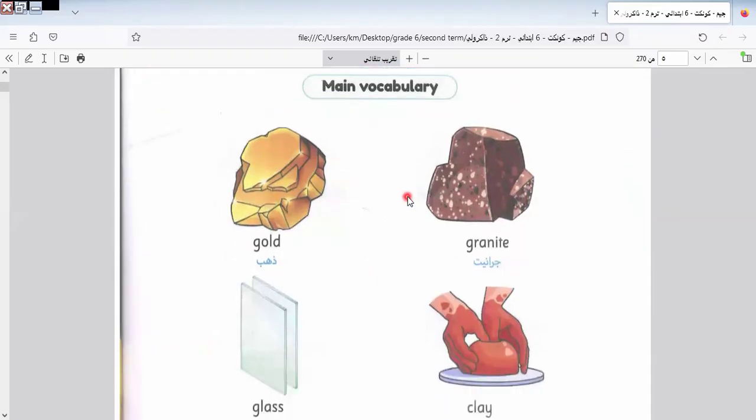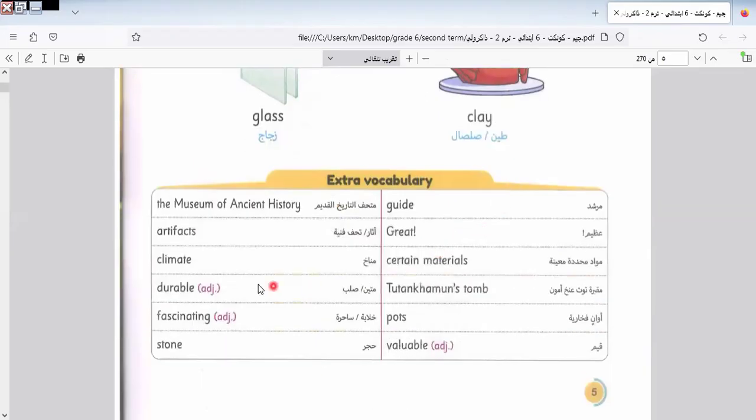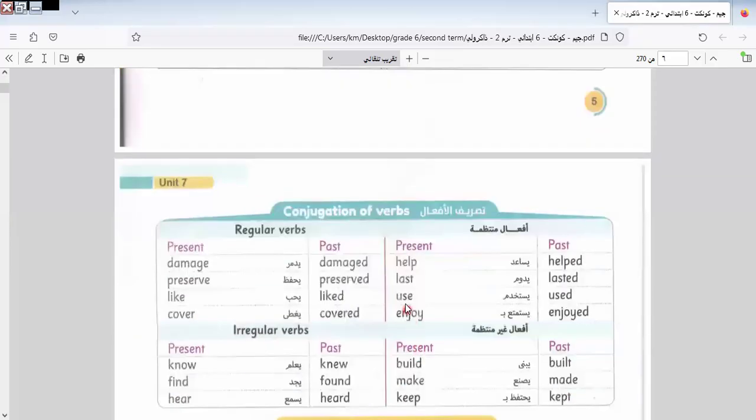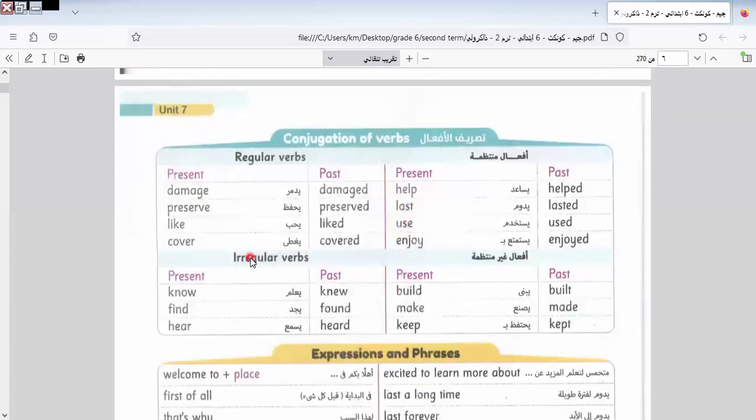Here we talk about main vocab. We know gold, garnet, glass, fly. We know some vocab like the Museum of Ancient History, guide, artifacts, grade, climate, certain materials, durable, Tutankhamun, stamp, fantastic, pots, stone, variable. This is what we took last video. I will make a quick revise.